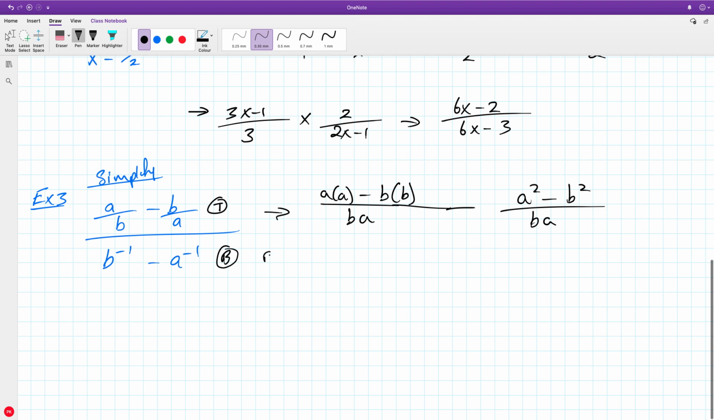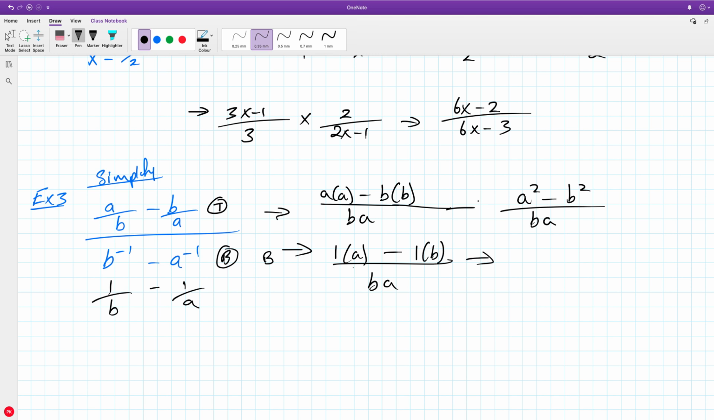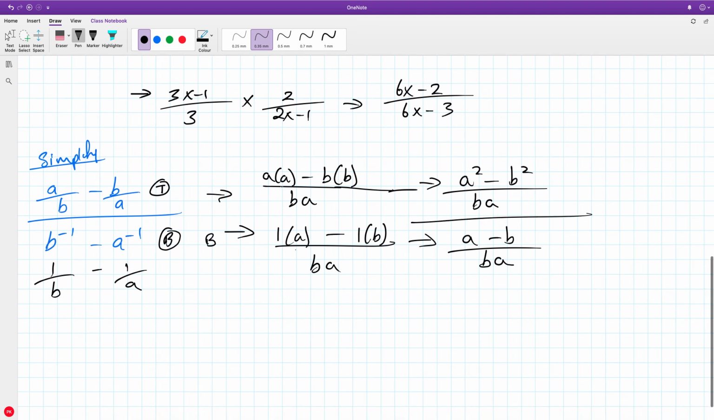Bottom. This is 1 over b minus 1 over a. So you have a bottom line of ba. b into ba goes 1 times a, minus a into ba goes 1 times b. 1 times a is a, minus b over ba. Right. There's our top, there's our bottom.